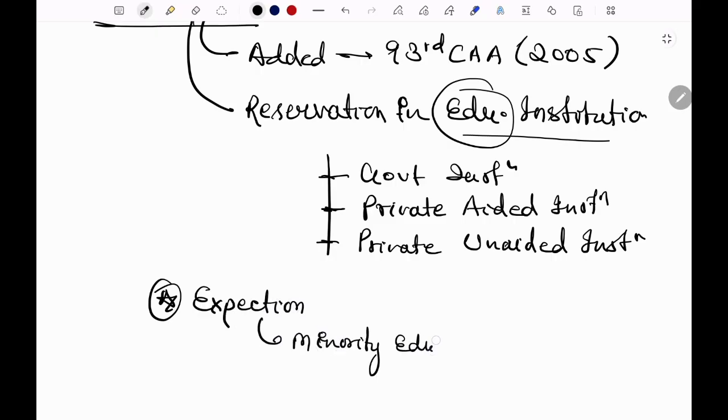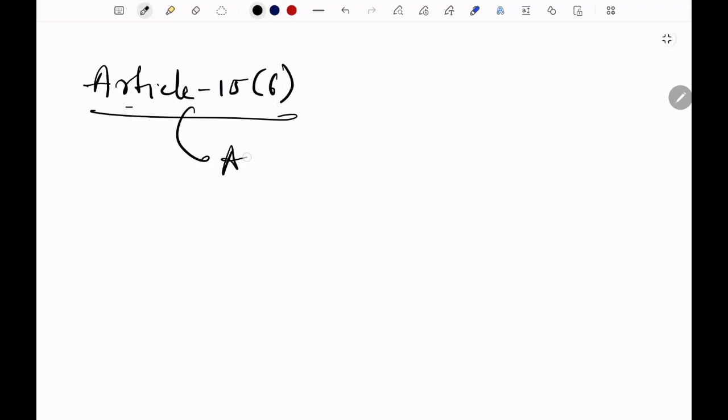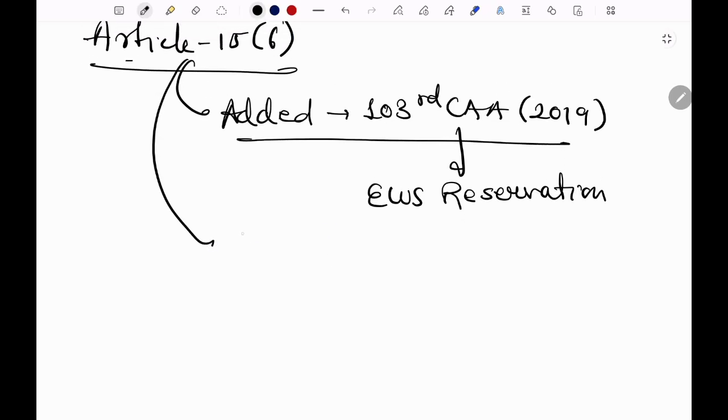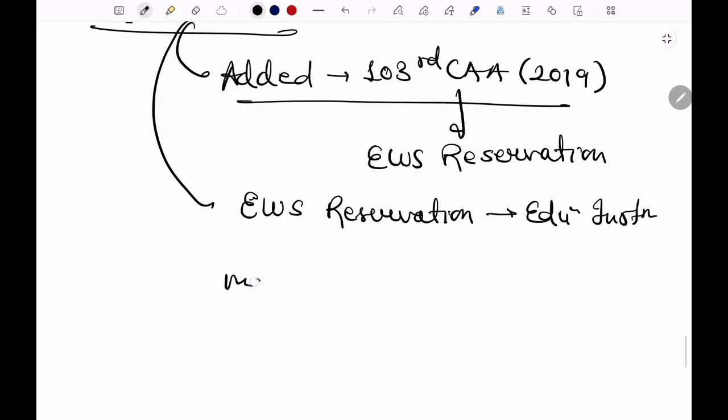Minority educational institutions. Now Article 15 clause 6 was also added through the 103rd Constitutional Amendment Act, in 2019. It provides for EWS reservation, economically weaker sections reservation, in educational institutions. It seeks to provide a maximum of 10% reservation. Okay.